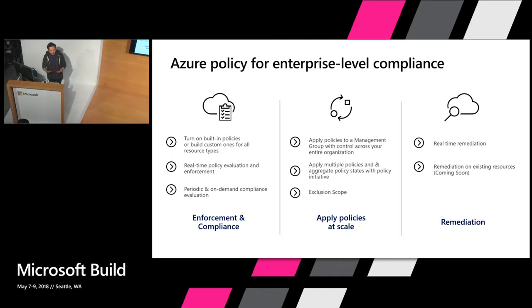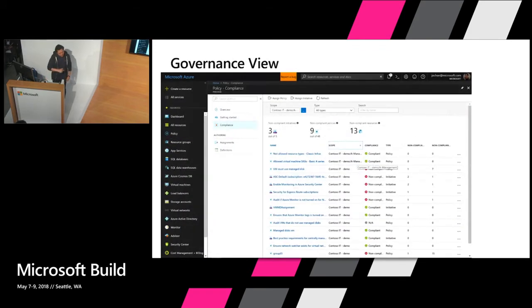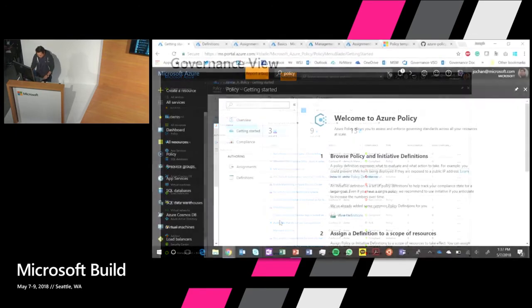And finally, policy has built-in remediation capabilities. We're going to talk about that a little later through an expression called deploy if not exist. It will allow you to deploy an ARM template if a particular resource configuration is not done according to the way you have specified. Okay, so let's take a quick look at what policy looks like in the demo.